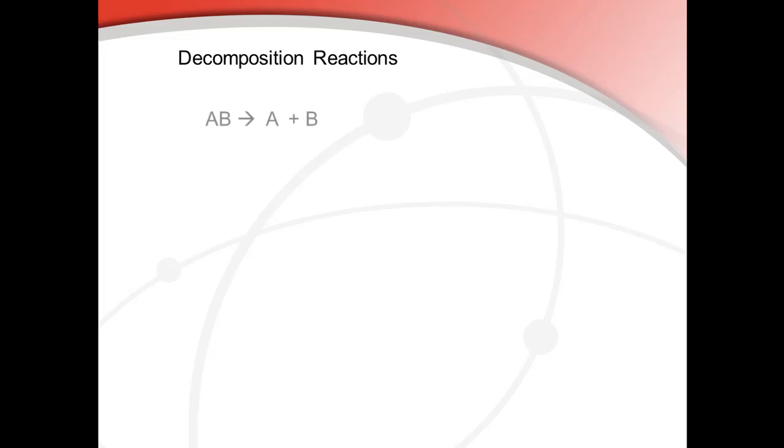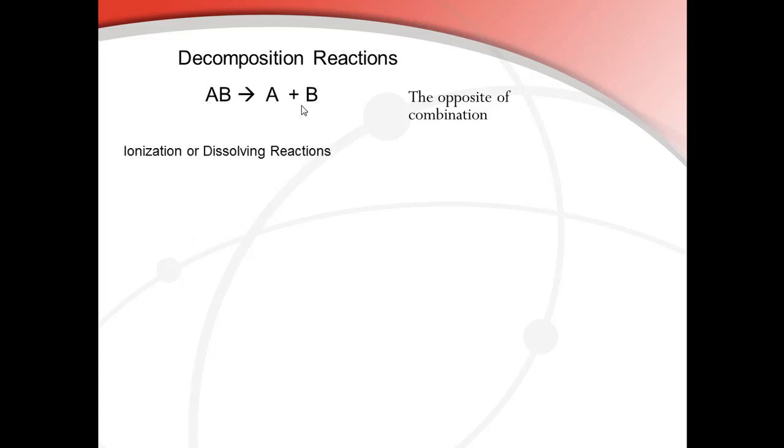The next reaction is decomposition. If you recall, decomposition is just the reverse or the opposite of combination. So in the last slide we had combination, A and B combined to form 1 compound AB. Here's just the reverse. A and B are together in a compound and then they separate. So we'll look at a couple different decomposition reactions. There's a number of different types of decomposition reactions, but the one I'm going to focus on here is the ionization or dissolving reaction. So this is what happens when we put, say, sodium chloride into water.